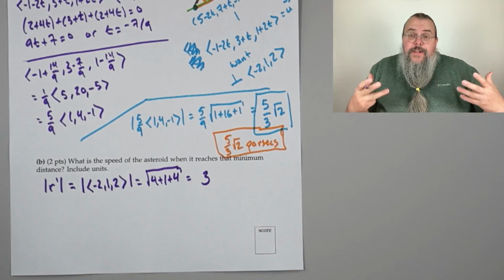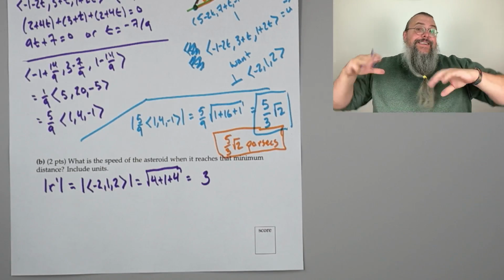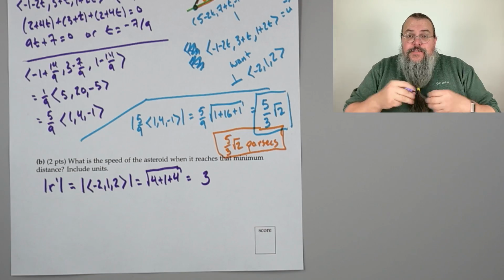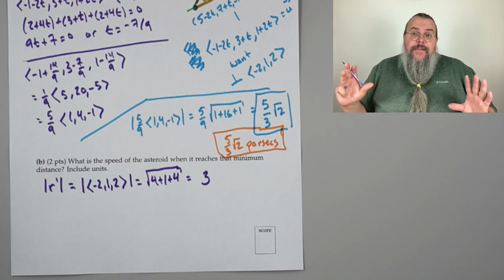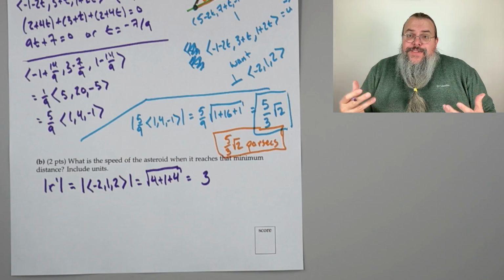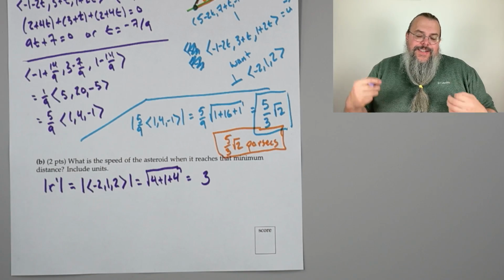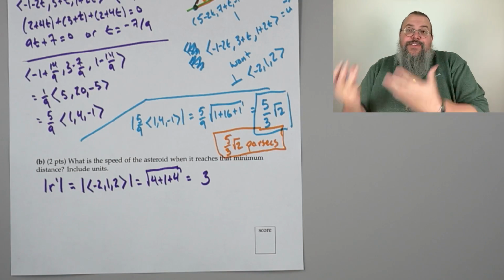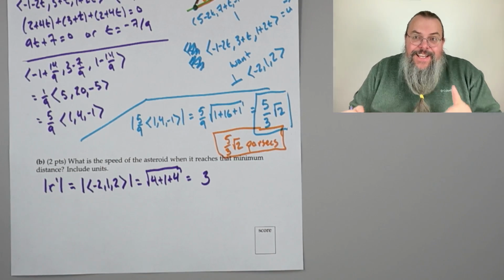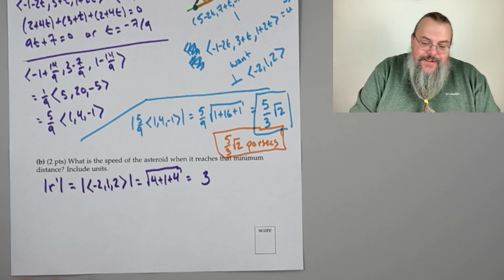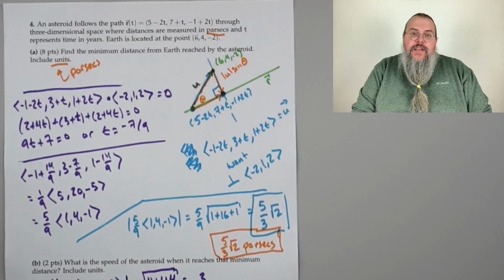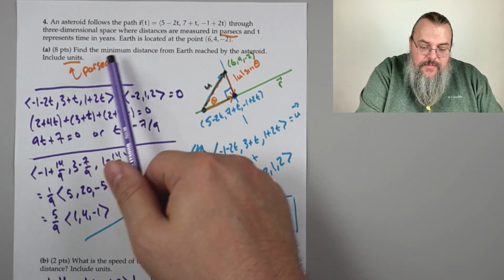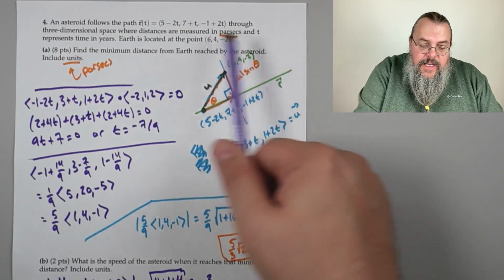Now you might say, wait, where's the t part? It turns out it's always moving at the same speed. So this is a case where the speed is constant. And since the speed is constant, it's that same constant when it reaches that minimum distance. So the answer is 3. We haven't circled it yet because we need to include units. So what do you need? Speed needs a distance measurement and a time measurement. Our distance measurement is parsecs, our time is years.